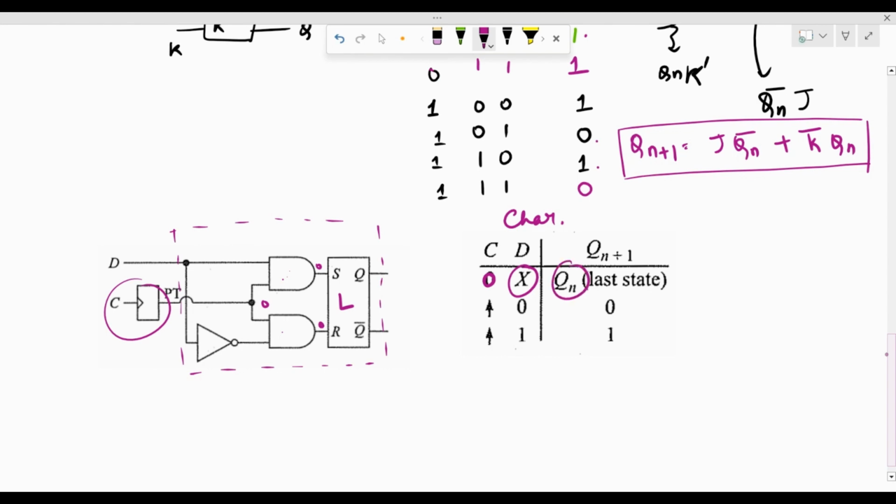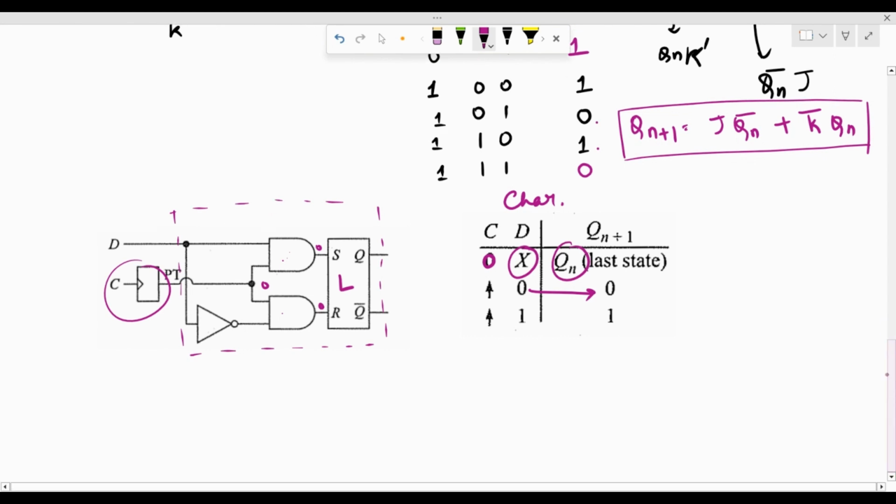Now, if the clock is made high, so at the positive edge of the clock, if D input is 0, then the next state is 0. So after one clock pulse, we will see the change in the input reflected at the output with a delay of one clock pulse, right? Again, for D equal to 1, the next state will become 1. So we can write the truth table for this in this manner.